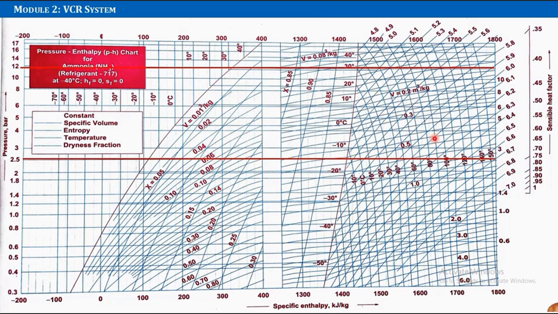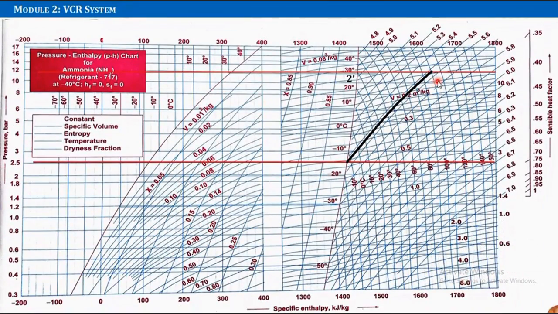Okay, so we have to follow constant entropy lines from this point to this side, up to the discharge pressure line. That line is nothing but this one. So here is the 100 degree Celsius point, and from that I am drawing a line indicating the compression process from 1 to 2. After that, this is the condenser line, or condensation line, up to this point.